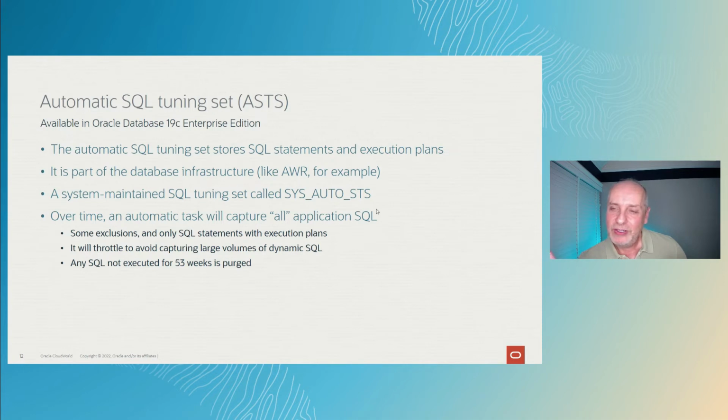Now, the first component in this process that you need to be aware of is the automatic SQL tuning set. This is an infrastructure component, as we call it, which is similar to, say, AWR, in that it's provided in Oracle 19c Enterprise Edition, something that you can use if you wish to. So you can turn it on in Oracle Database 19c if you wish. The whole point of it is to collect application SQL statements. So over time, it will essentially capture everything.